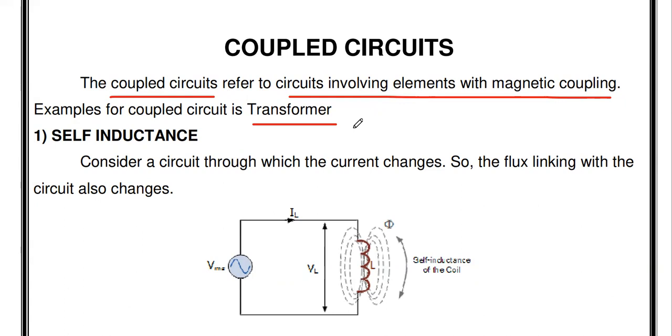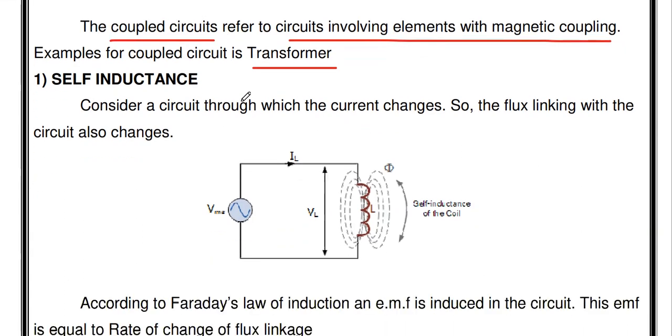In this video, we are going to discuss some of the important technical terms used in coupled circuits. The first one is self-inductance. Another one is mutual inductance, then coefficient of coupling. So what is meant by self-inductance?